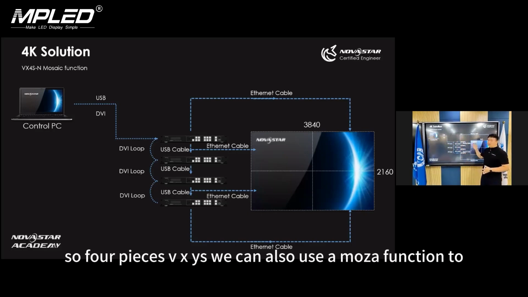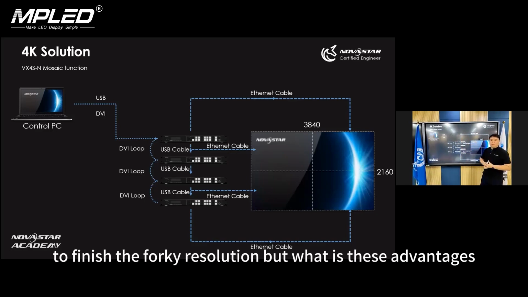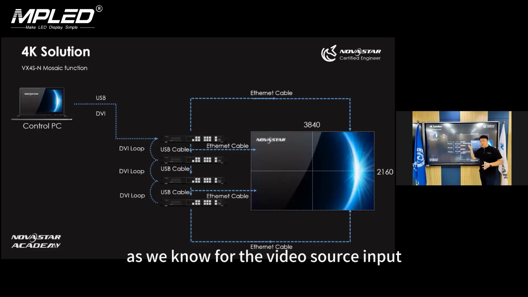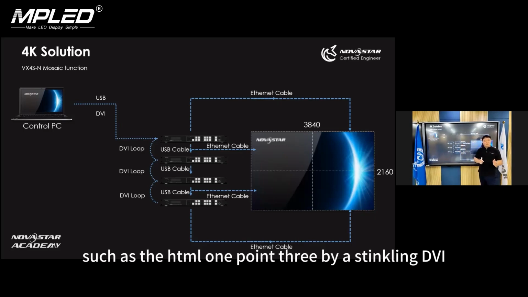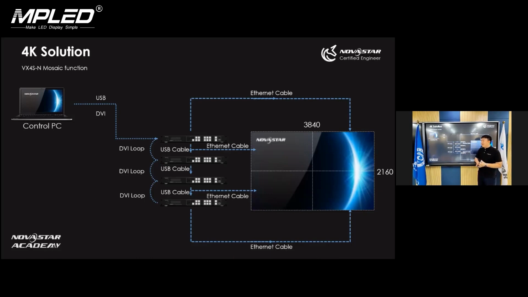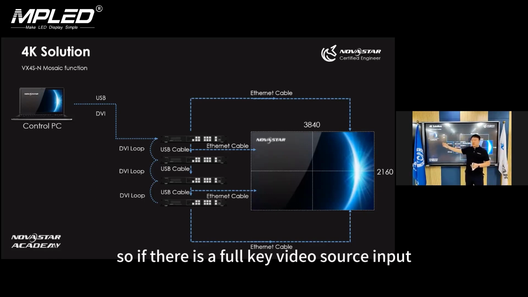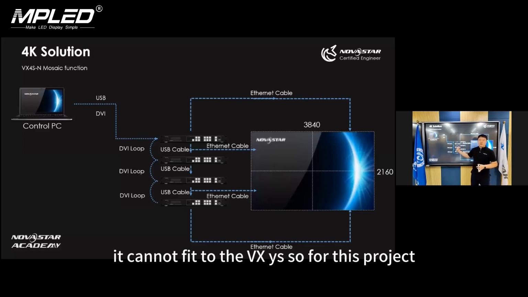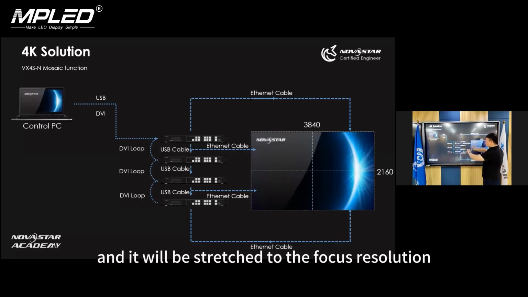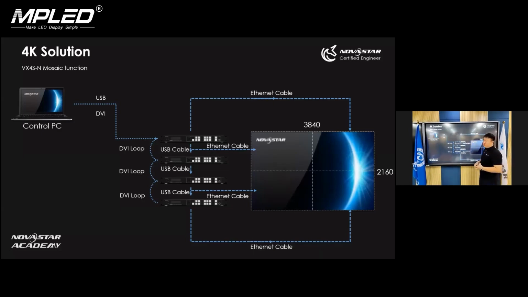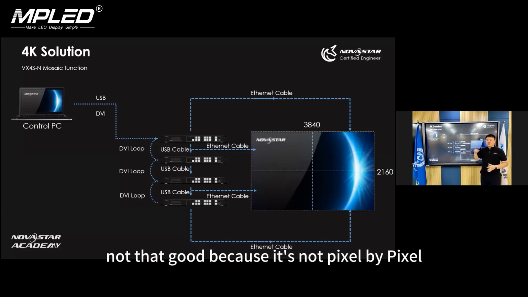So 4 pieces of VX4S, we can also use a mosaic function to finish the 4K resolution. But what are the disadvantages? As we know, for the video source input, VX4S only supports 1080p level, such as HDMI 1.3 or single-link DVI. So if there is a 4K video source input, it cannot fit the VX4S. For this project, the video source must be full HD level, and it will be stretched to the 4K resolution. So the image quality may not be that good because it's not pixel by pixel.